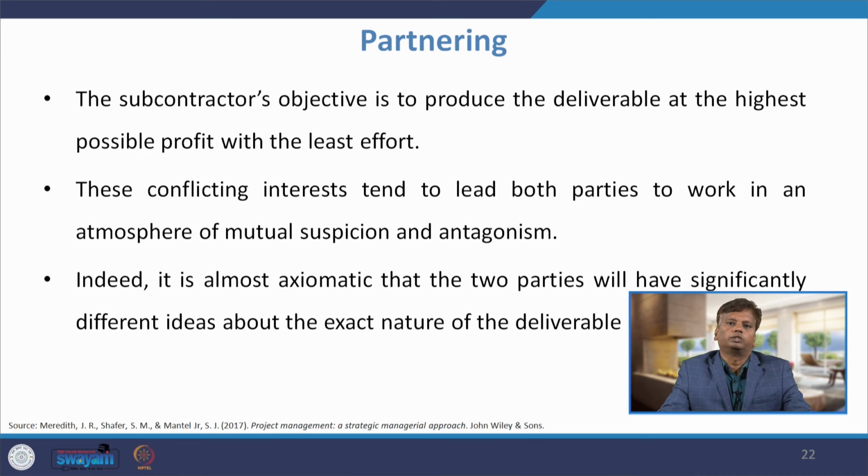The subcontractor's objective is to produce the deliverable at the highest possible profit with the least effort. Now, here the conflict comes. The project people want things to be done at the lowest cost, but the subcontractor's aim is to earn profit. These conflicting interests tend to lead both parties to work in an atmosphere of mutual suspicion and antagonism. There is suspicion in their relationship; everybody thinks the other person is an enemy. Indeed, it is almost axiomatic that the two parties will have significantly different ideas about the exact nature of the deliverables. The deliverable is the same, but both parties will have different ideas. So, that leads to conflict. That conflict can be minimized if you have partnering with your collaborator.